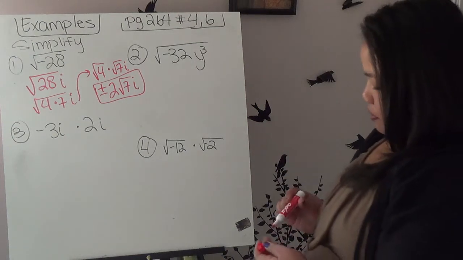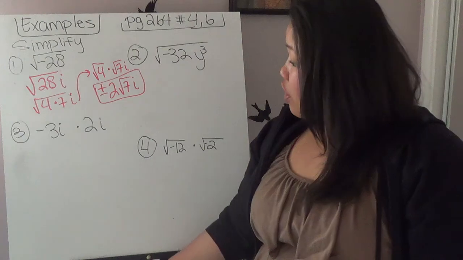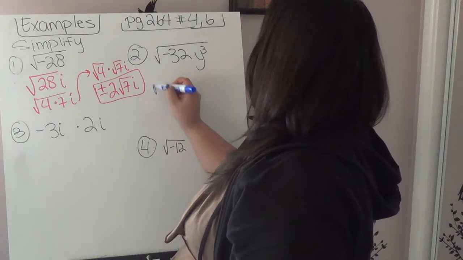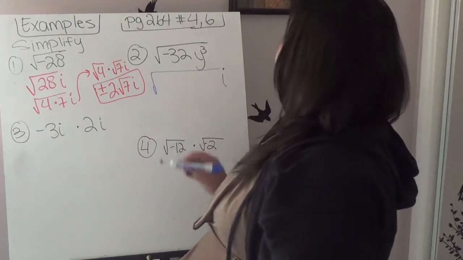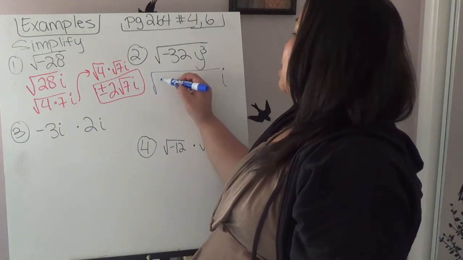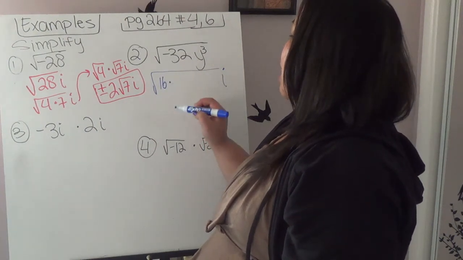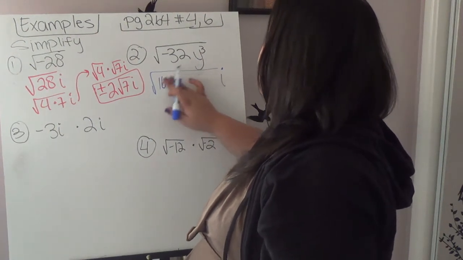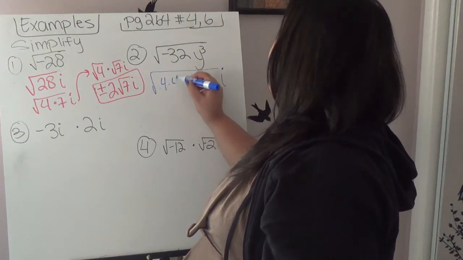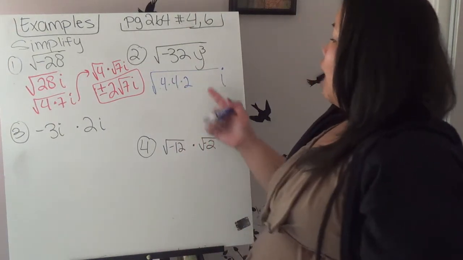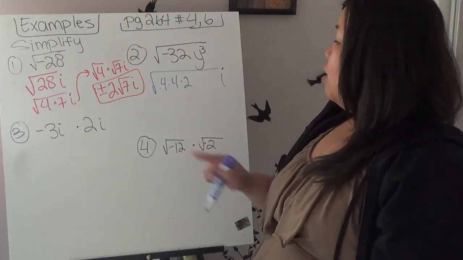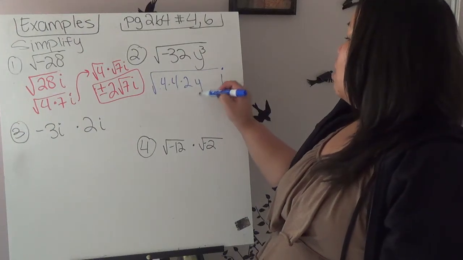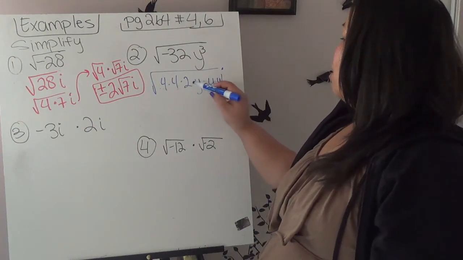Right, let's move on to the next one. The next one has variables in it. And we're going to go ahead and take out the i. Put the i right out here, so we're going to have 32. Now 32 is the same thing as saying 16 times 2, or I can do 4 times 4 times 2. Whatever it may be, I'm going to break this down to its primes. 4 times 4 times 2, and this is the same thing as saying y times y times y.